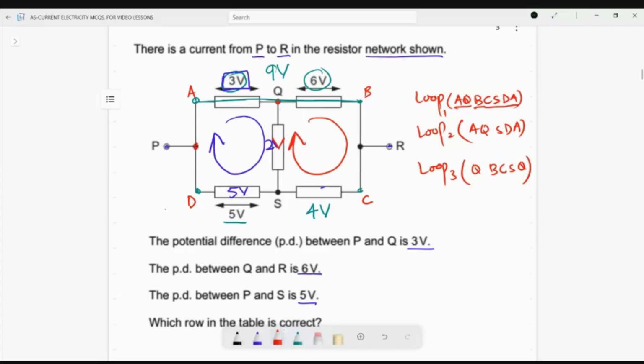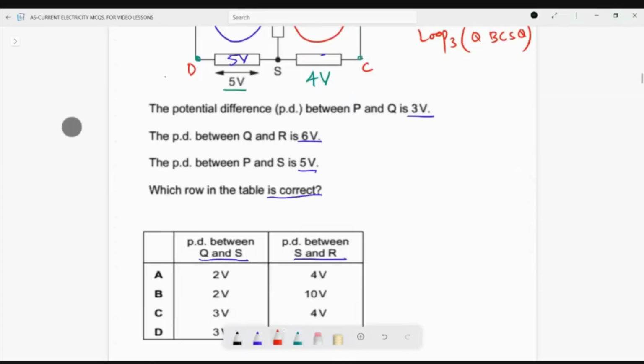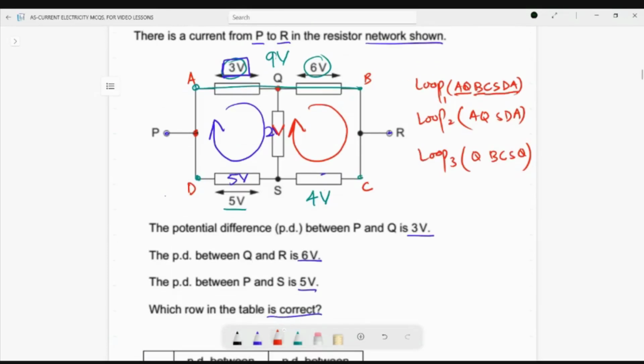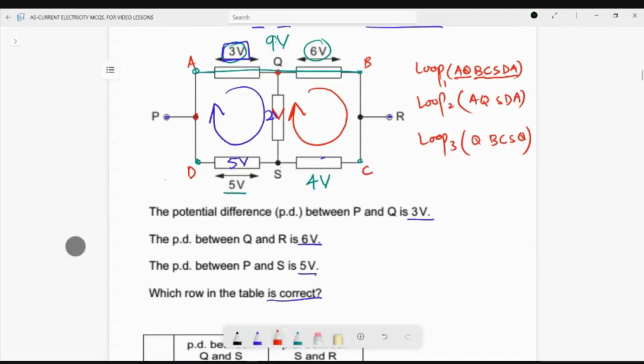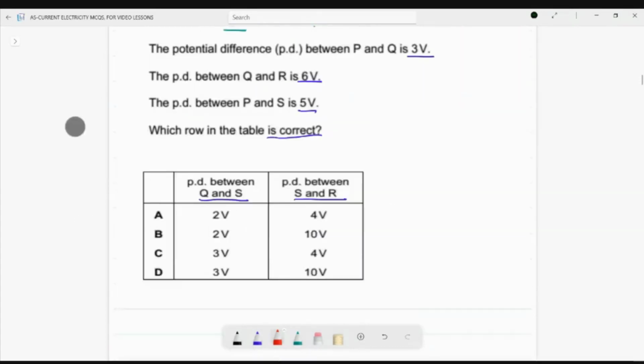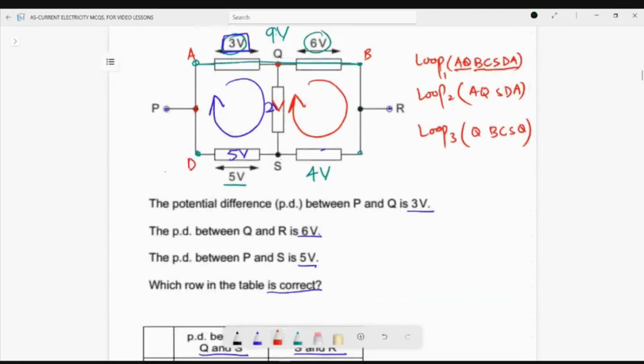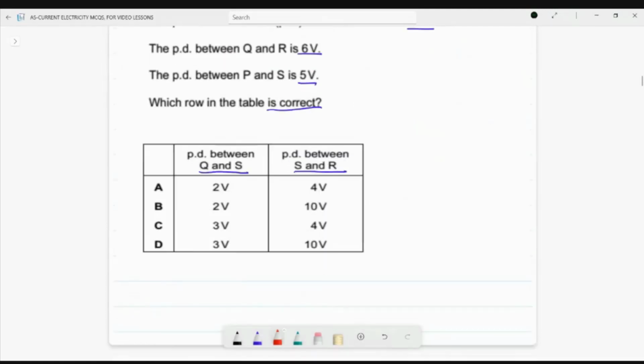Then it means the potential difference across QS, I mean this vertical resistance, is 2 volts, and CS, that is 4 volt, or SR, sorry, it's SR, I have just mentioned this by myself. So A is the right option. I hope that it is clear to all of you.